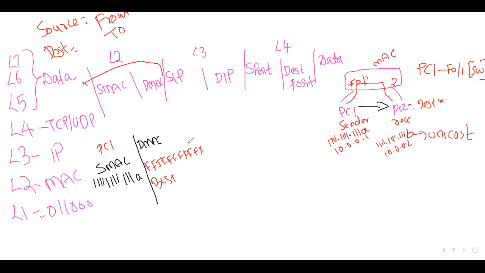So now your destination MAC field is filled. Your source MAC, you know your own MAC address. The destination MAC address, if you do not know, you will put the broadcast to inform everybody, to get the actual MAC address of the destination system. This is called layer 2. Okay, now comes layer 3.